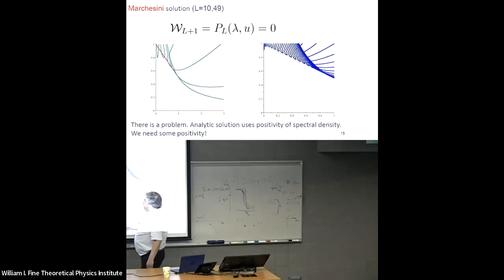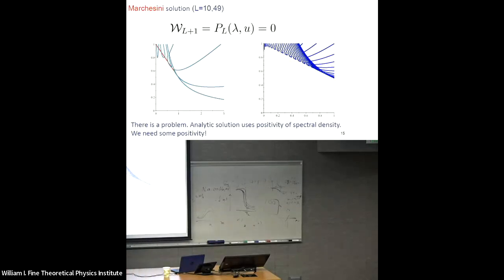I want to mention the solution by Marchesini, who said, let's close the recursion relation by setting the same Wilson loop, very large L, to zero. If you do that, you get a polynomial equation for U because all the previous loops are polynomials of U. You get a very funny shape: you get the good result for strong coupling if you choose the lowest root. But here you get something funny. He was satisfied that when L is large, the lower boundary seems to be the correct solution.